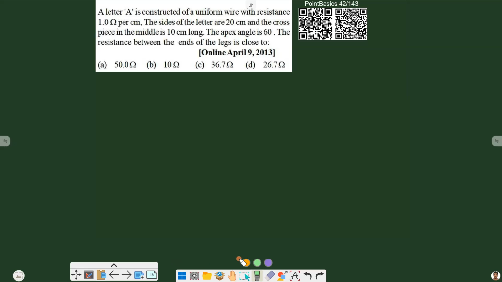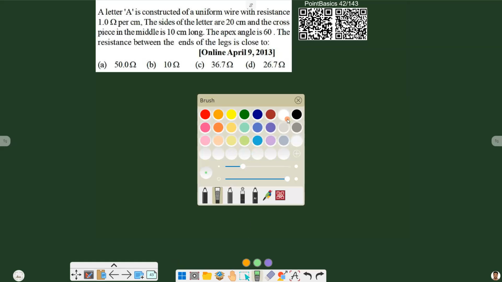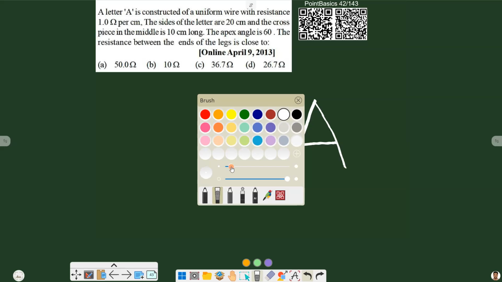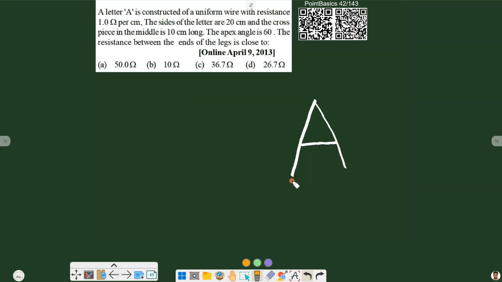So it is mentioned that a letter A is constructed. Suppose this is letter A, and we have to find out the resistance between the two ends of the leg. Suppose this is point P and this is point Q. We have to find the resistance between these two. Some other details are that the total length is 20 centimeter, so this total length is 20 centimeter and this length is 10 centimeter.